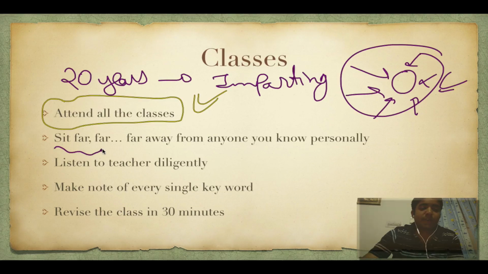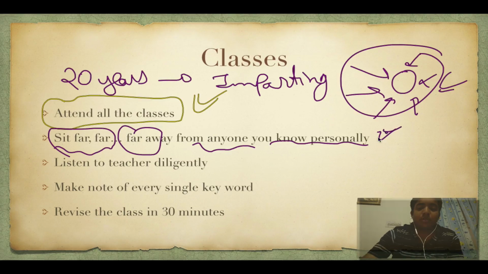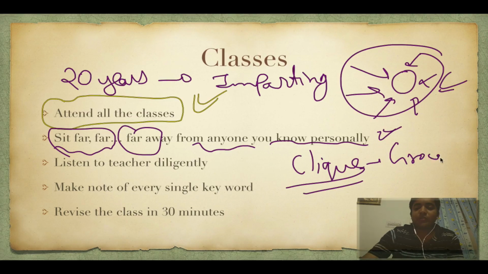Then you have to sit far and some more far away from anyone you know personally, because when you are sitting with someone you know, something called clique formation occurs. They are called small groups. So we look at each other's face and start laughing. Rather than studying, we engage in certain activities.